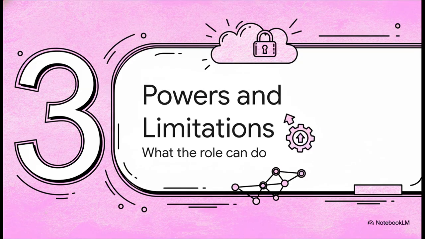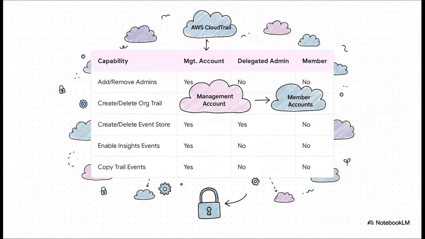And, just like any VP, the delegated administrator has a lot of power, but there are also clear lines they can't cross. So let's get into the details of what this role can, and maybe more importantly, what it can't do. This table lays it all out beautifully. This whole idea of separating duties. So you can see the delegated admin can handle the core, everyday stuff, like creating and deleting organization trails and event data stores. But the big strategic moves? Nope. Those are still locked down with the management account.